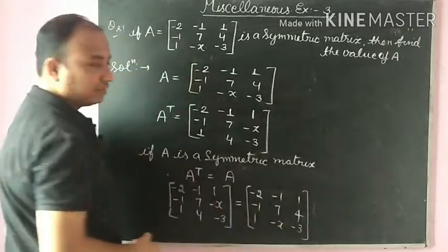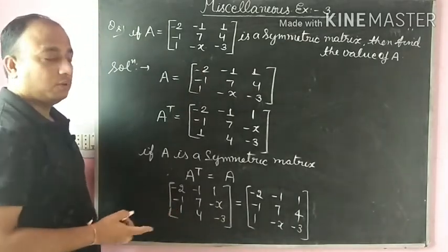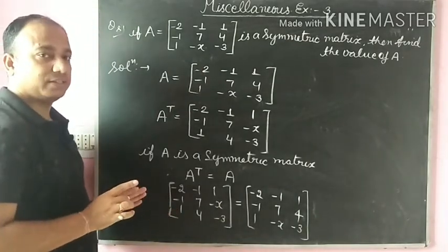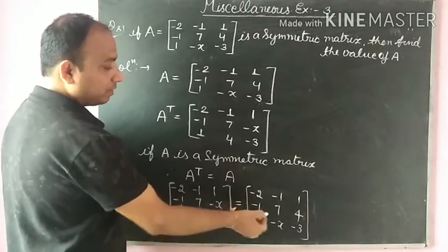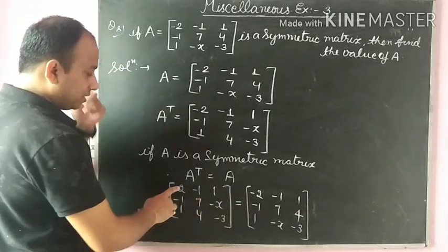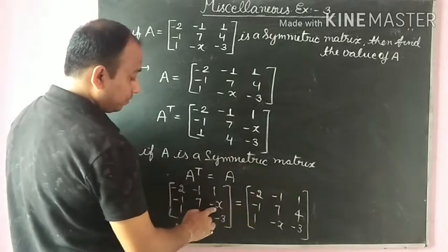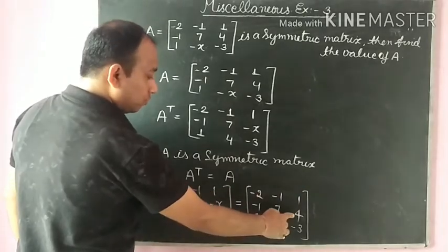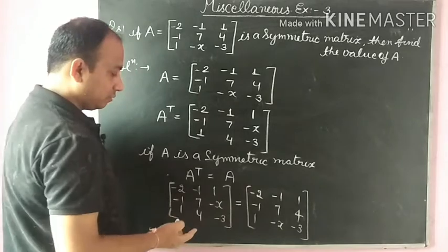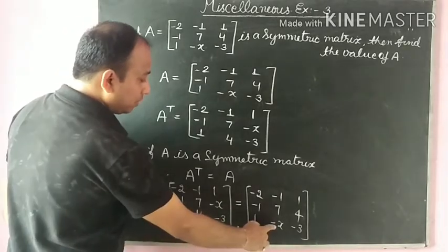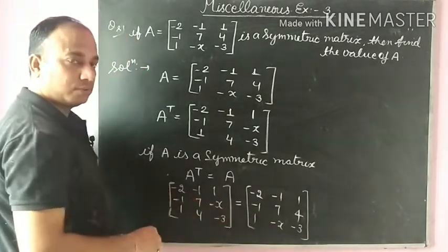Then these two matrices are equal. Then we apply the rule of equality of two matrices. Okay, then we compare the elements of both matrices. -2 equals -2, -1 equals -1, 1 equals 1. Minus x equals 4, then x equals minus 4. Okay, 4 equals minus x, then x equals minus 4.